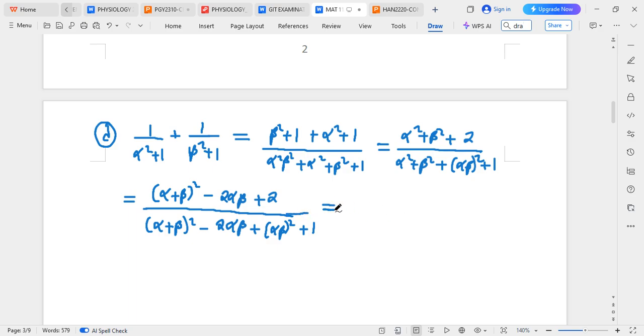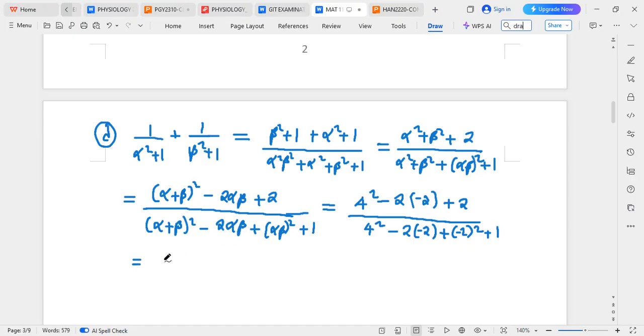And then now we can make substitutions. Where there's alpha plus beta, I'll put 4 squared minus 2. Where there's alpha times beta, I'll put negative 2 and then plus 2. In the denominator, where there's alpha plus beta, I'll also put a 4 squared minus 2. Where there's alpha times beta, I'll put a negative 2 and then plus, where there's alpha beta, I'll put negative 2, but that's squared and then plus 1.